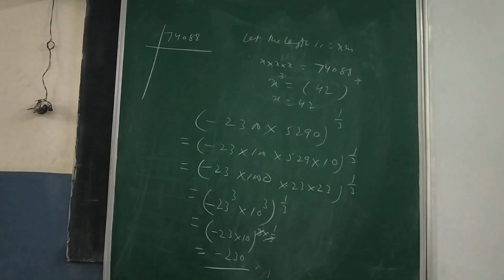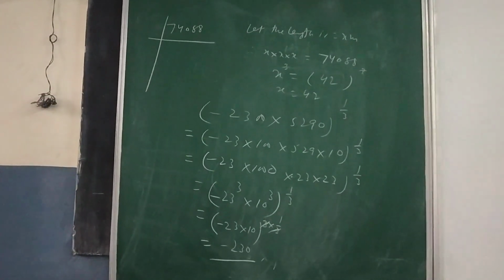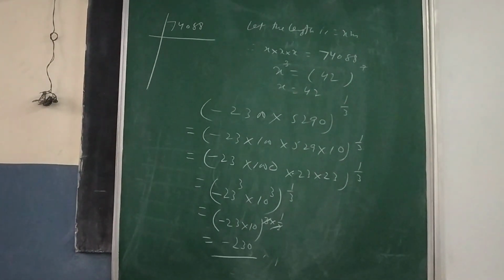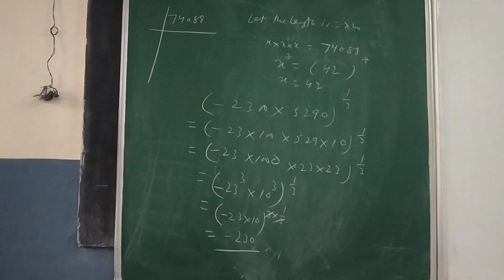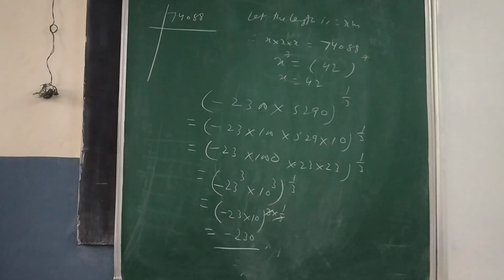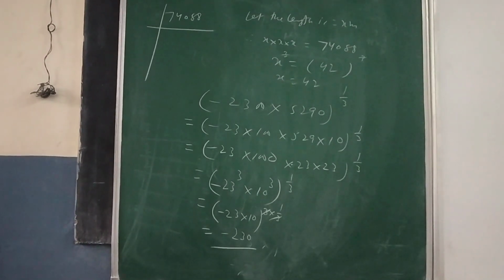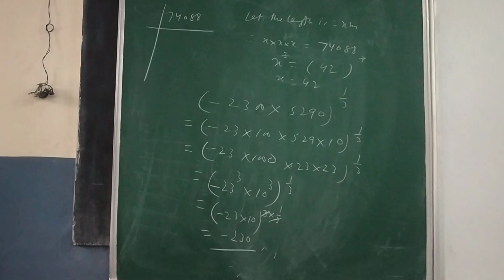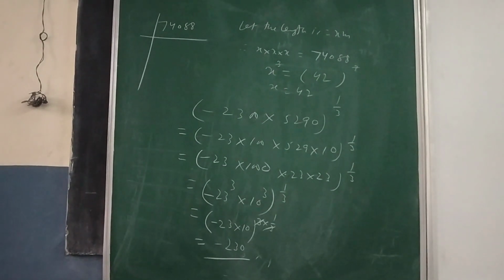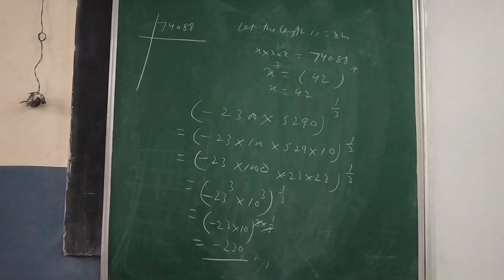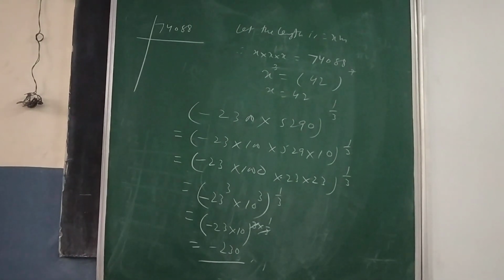So the answer will be the length, you have to check the prime factors. That will finally come to 42 into 42 into 42. Then the third question: what is the edge of a cube of which the volume is 91,125? Again you have to do the same. Find the prime factors of 91,125, and whatever the cube root is, that will be the answer for the same.